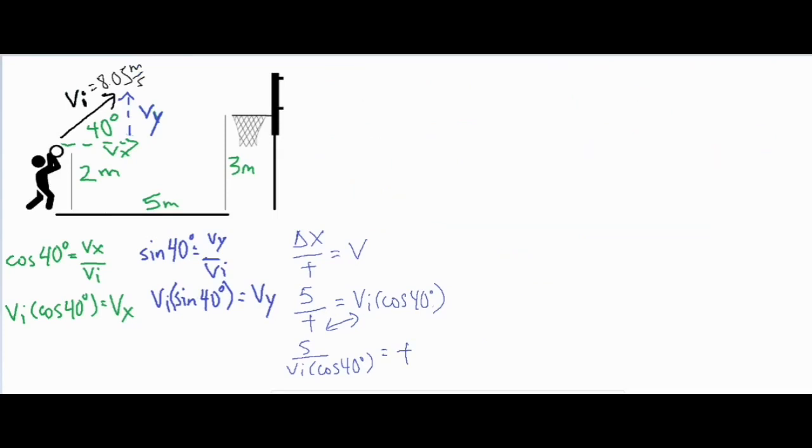And then for the second part of my problem, I'm going to solve for a few more values. I'm going to solve for the time, and the final velocity that the basketball goes through the hoop along with the angle. So the first thing I'm going to do is solve for time.